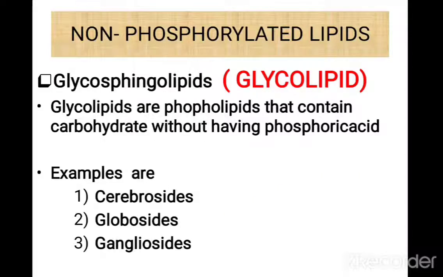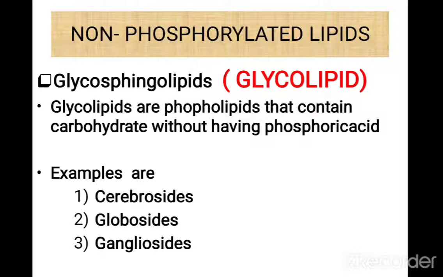Coming to the second type of sphingolipid, that is non-phosphorylated sphingolipid. It is also known as glycolipid or glycosphingolipid. The reason is they contain carbohydrate instead of phosphoric acid. So glycolipids are lipids that contain carbohydrate without having phosphoric acid. And the examples are cerebroside, globoside and ganglioside. So all these glycolipids contain carbohydrate.